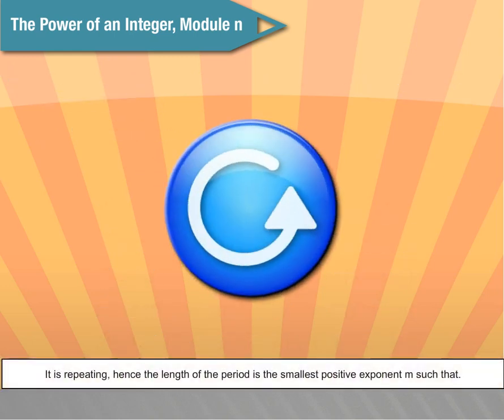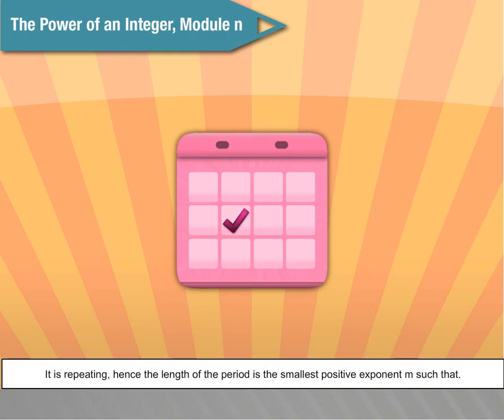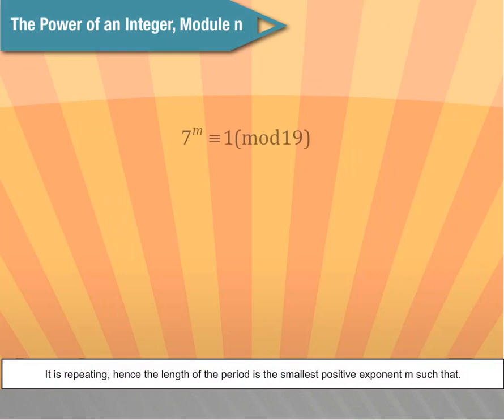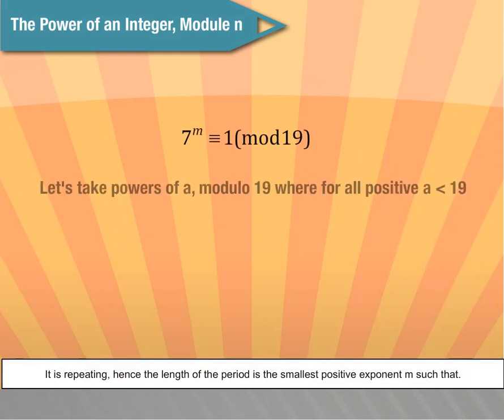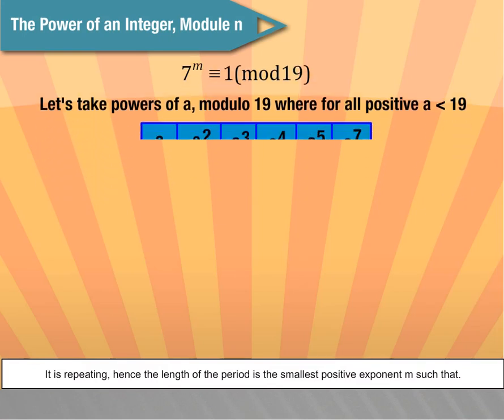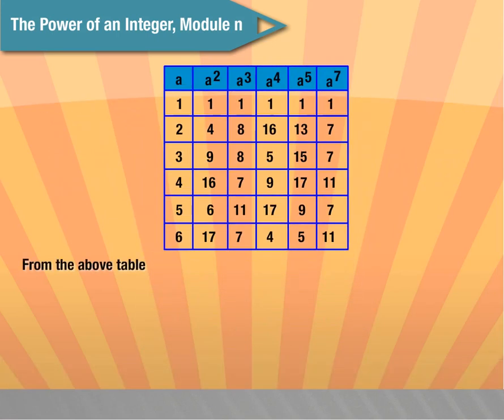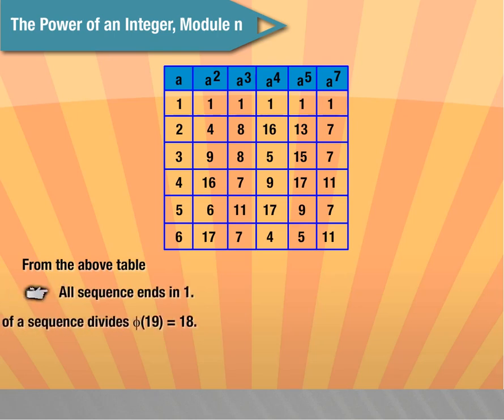It is repeating, hence the length of the period is the smallest positive exponent m, such that 7^m is congruent to 1 mod 19. Let's take the powers of A modulo 19, where for all positive A less than 19. From the above table, all sequences end in 1. The length of a sequence divides phi of 19, which is equal to 18.